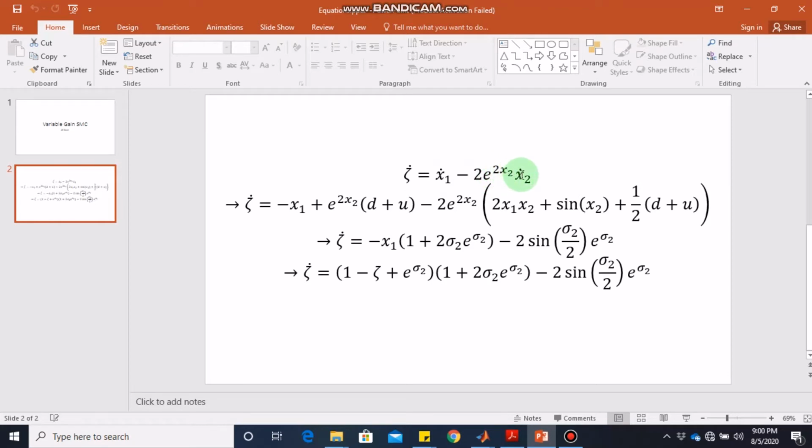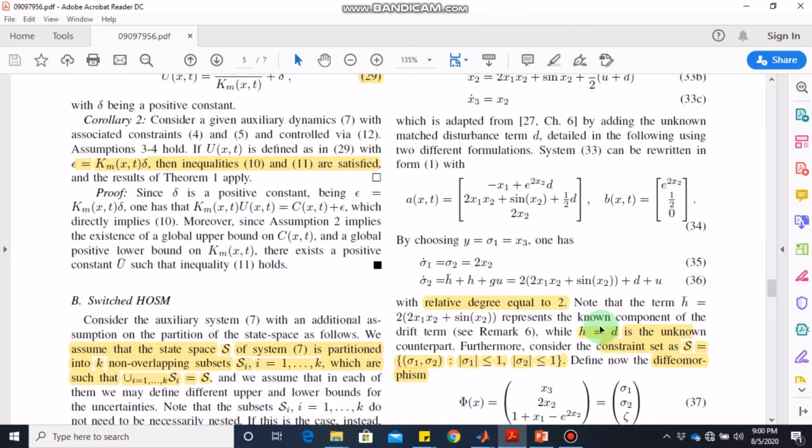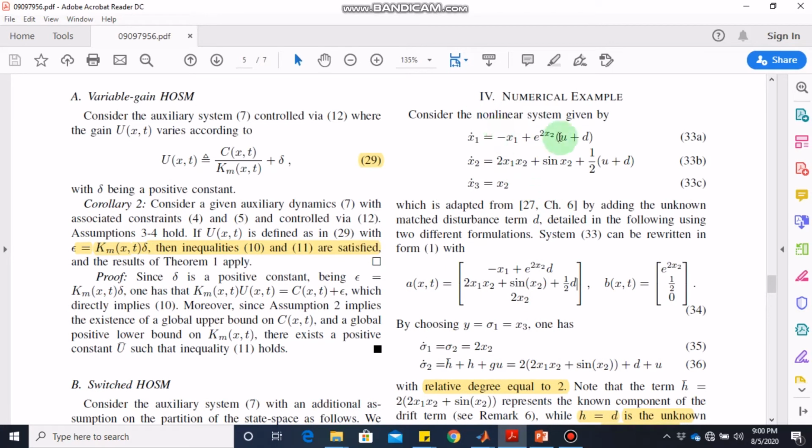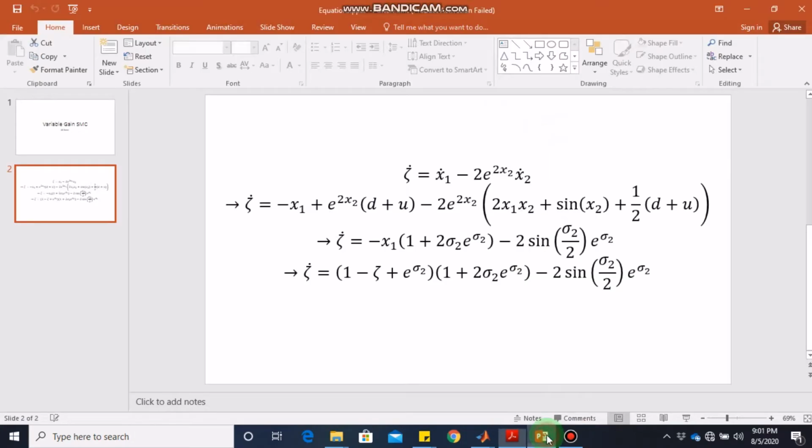So if you substitute x1 dot expression here and then x2 dot expression here, and then you remember that this x1 dot is this expression and x2 dot is this expression. So I have substituted them here in this equation, and then you simplify, and here you have x1 after simplification.